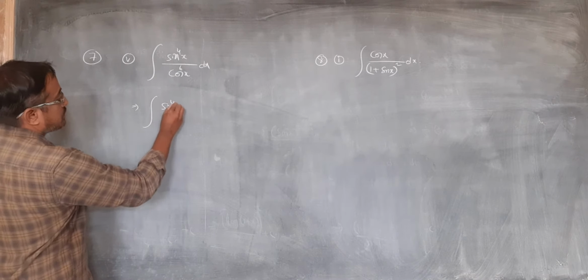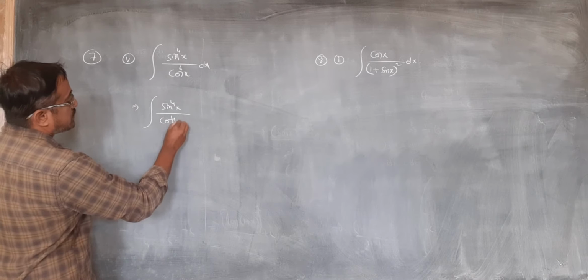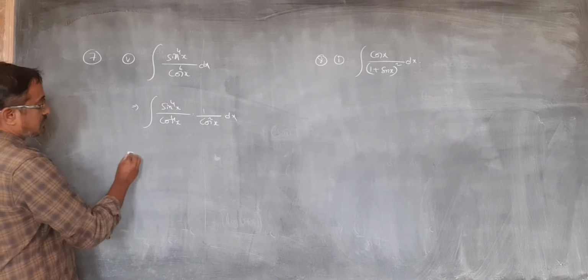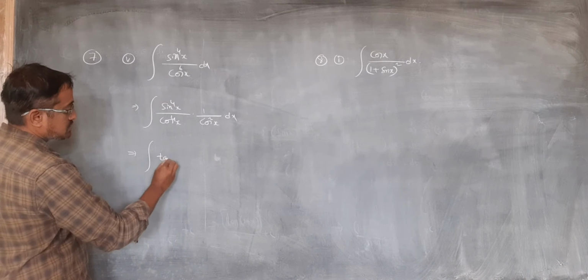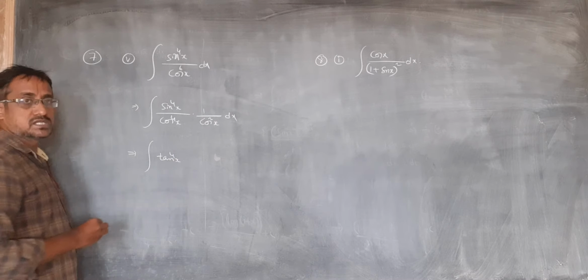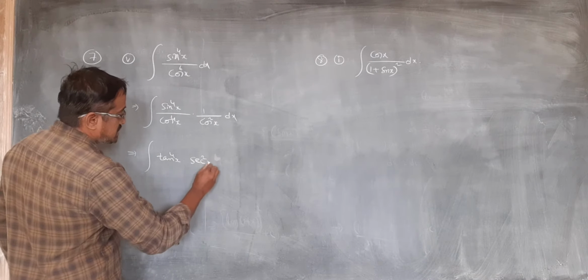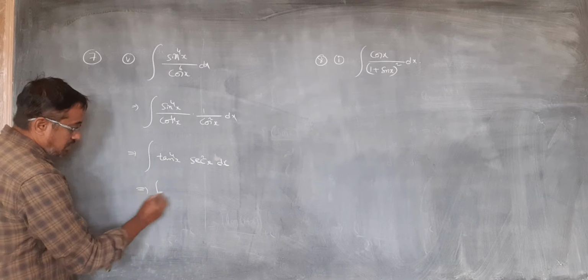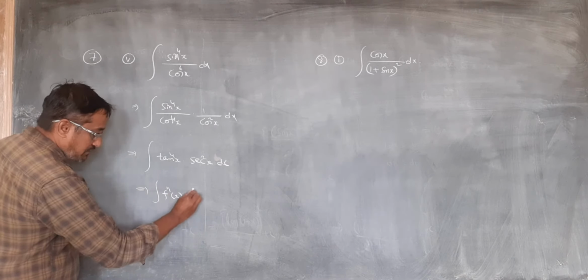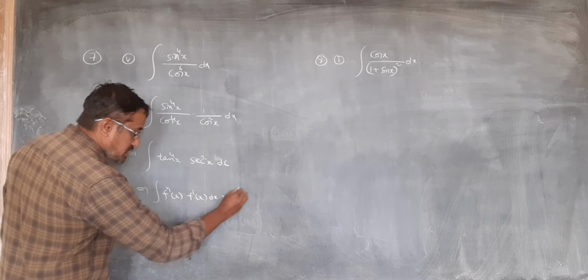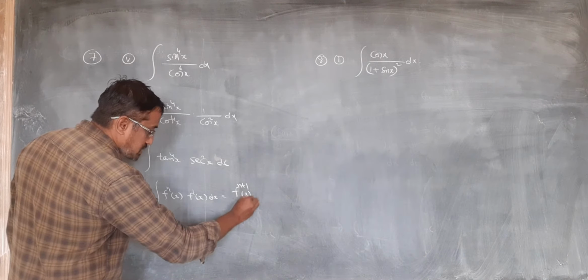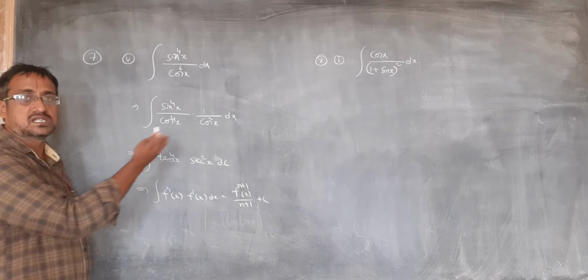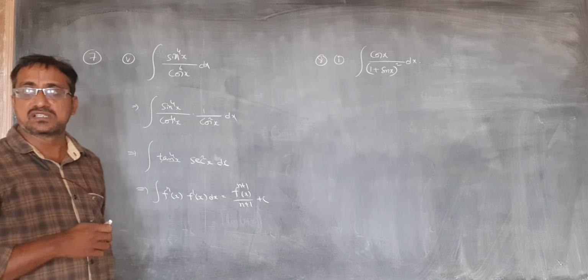So this is integral sin power 4x by cos power 4x into 1 by cos square x dx. Now sin power 4x by cos power 4x is tan power 4x, into 1 by cos square x is secant square x dx. Now this is of the form integral f power n of x into f dash of x dx. What is the result? F power n plus 1 of x by n plus 1 plus c, where f of x is tan x. Its derivative f dash of x is secant square x.